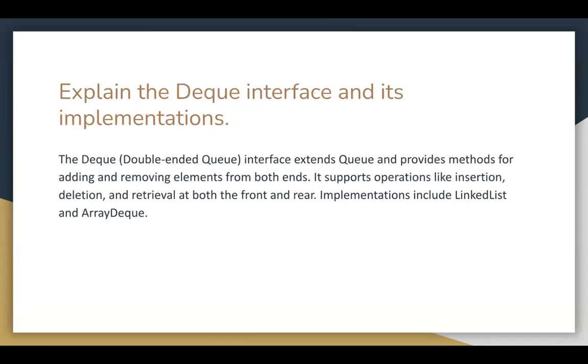Explain the Deque interface and its implementation. Deque, that is, the double-ended queue interface, extends Queue and provides methods for adding and removing elements from both ends. It supports operations like insertion, deletion, and retrieval at both the front and rear end. Its implementations include LinkedList and ArrayDeque.